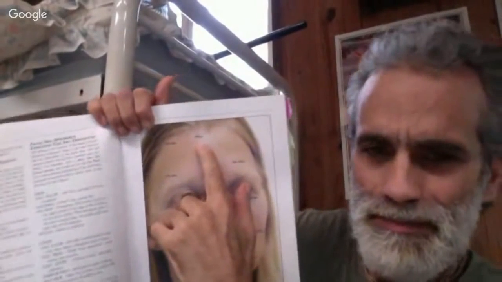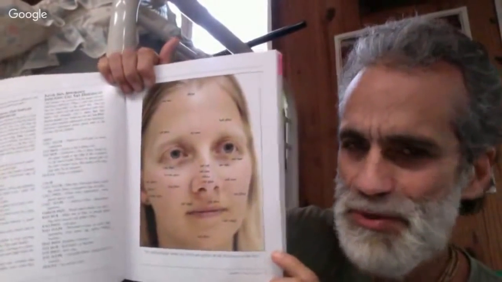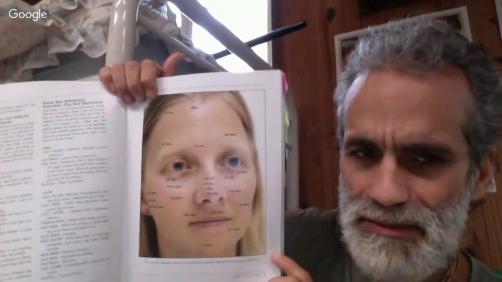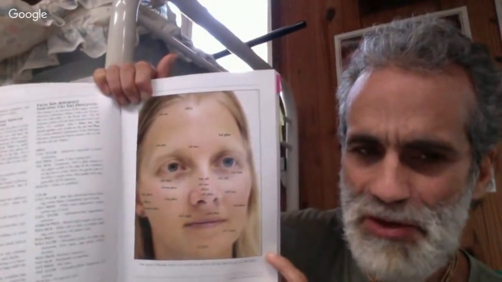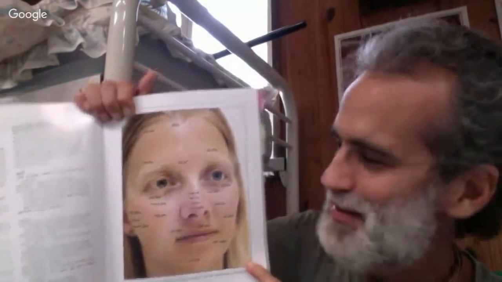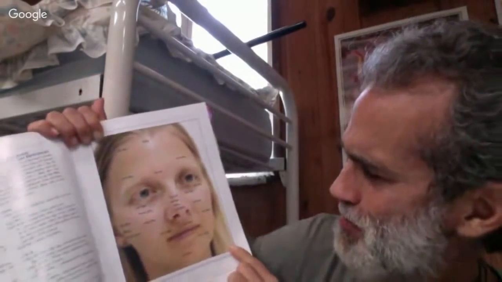Silica. See that shiny head? You shouldn't be shining. It's not a gloss. The human organism does not glow like that. It's a different glow. So that's silica deficiency.